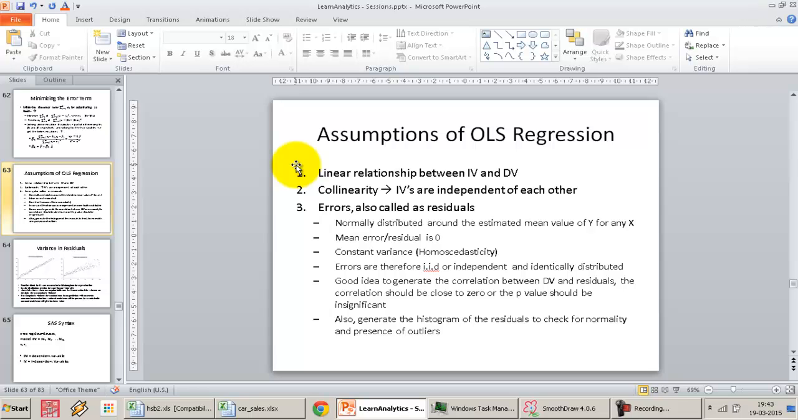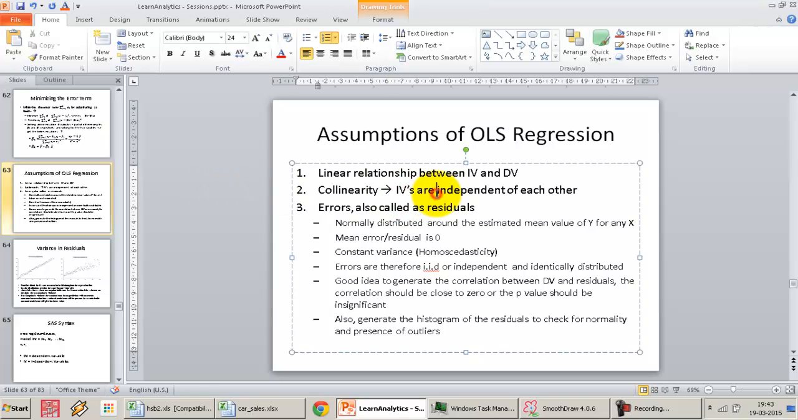OLS regression will not work where there is no linear relationship or there is a non-linear relationship. For example, if there's a logarithmic relationship or an exponential relationship or a sinusoidal relationship, in that case OLS regression will not be able to capture the relationship appropriately. It can only work when there's a linear relationship between IV and DV throughout the ranges in which we are building the model. Second assumption is that independent variables are independent of each other.